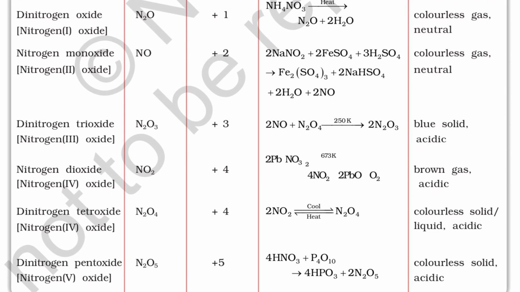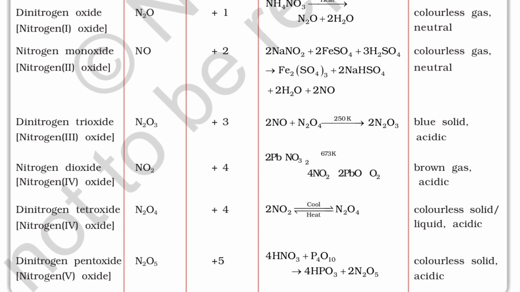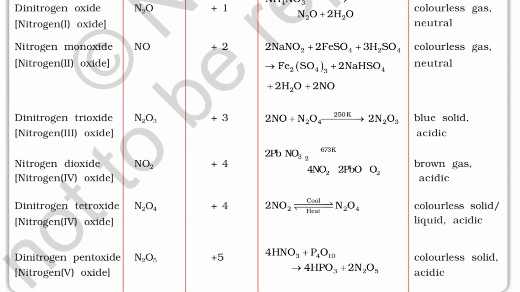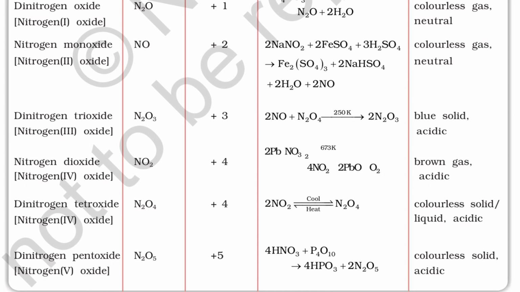Dinitrogen pentoxide, N2O5, oxidation state is +5. It is prepared by dehydrating HNO3 with P4O10. It's a colorless solid, acidic in nature.